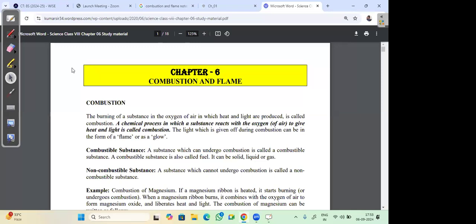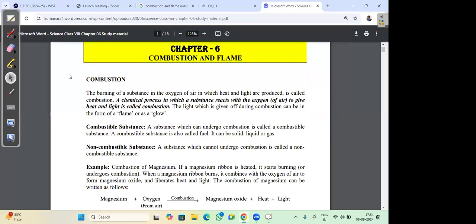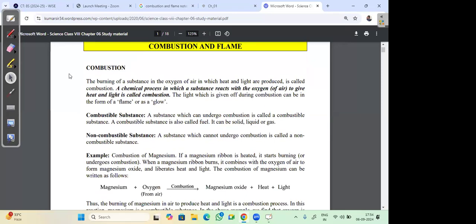So we have learned combustion. Again, just see the definition of combustion. I'll be asking the definition of combustion. It should be learned by everyone. So Saiti, can you tell the definition of combustion? Combustion is the chemical process, the burning of a substance in the presence of oxygen.